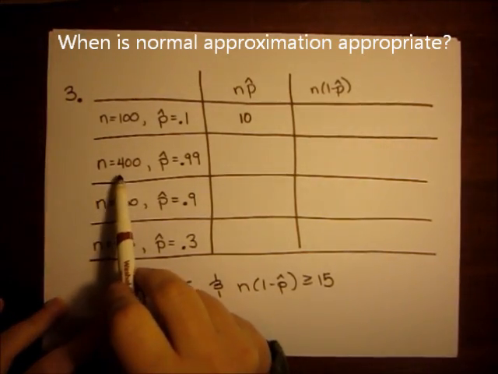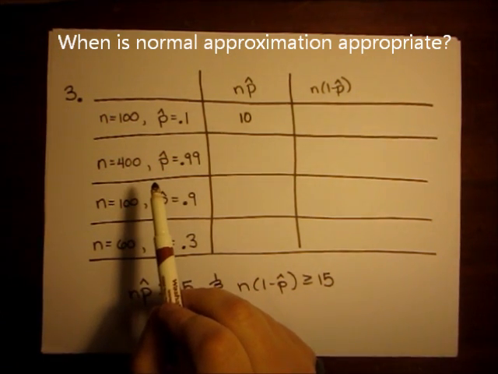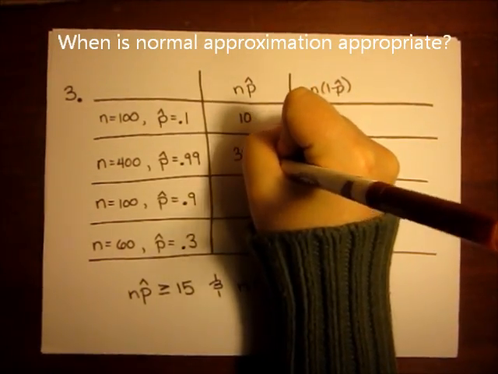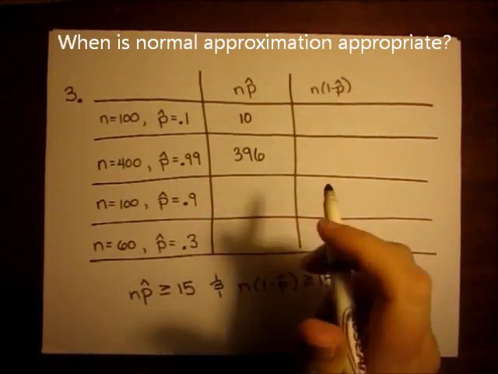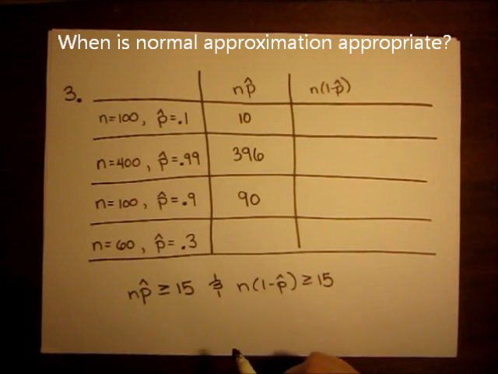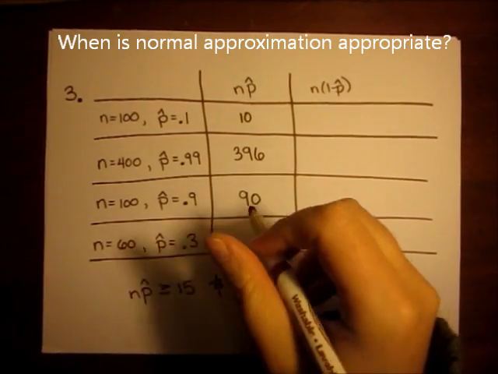Okay, the second case, when n is 400 and p hat is 0.99, if I multiply them together, I get a 396. Okay, in the third case, when n is 100 and p hat is 0.9, I have a 90. And the last one, when n is 60 and p hat is 0.3, multiply them together, I get an 18.